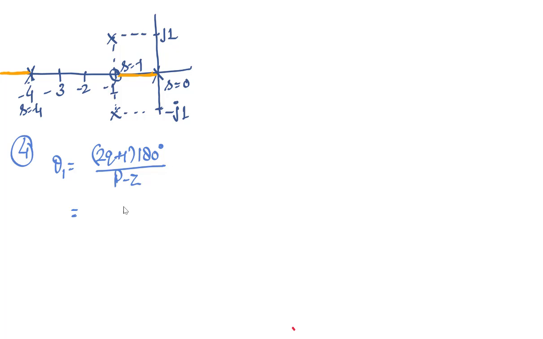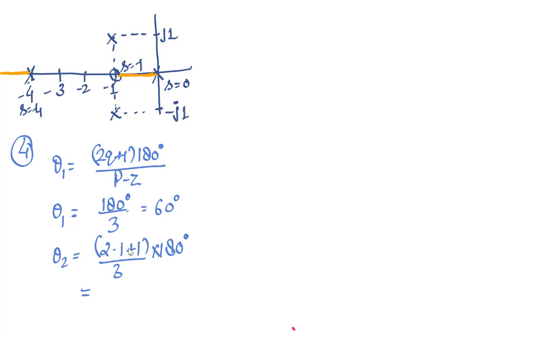So p minus z would become 3, q is equal to 0 for theta 1, this will become 180 degree divided by 3. That's why the first angle is 60 degree. Similarly, second angle would be, in the place of q, we will write 1, plus 1 divided by 3 into 180 degree, right? 2 plus 1, 3, 3 divided by 3, that will cancel out. That's why the second asymptote angle would be 180, right?